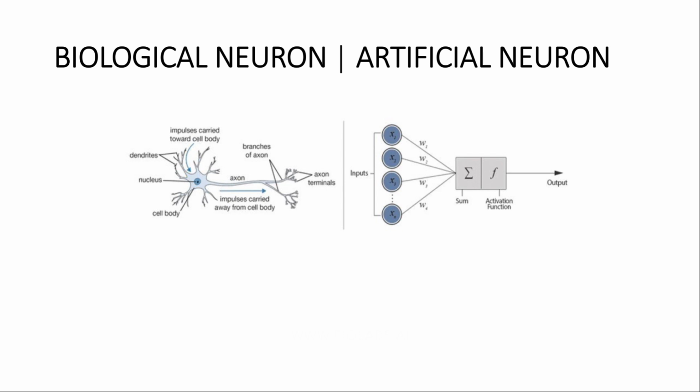Hello everyone. Today we'll see the working of the basic building block of an artificial neural network called the perceptron. So perceptron, as you all know, is the basic block and it is highly inspired from the biological neuron. Let's first see how a biological neuron works.